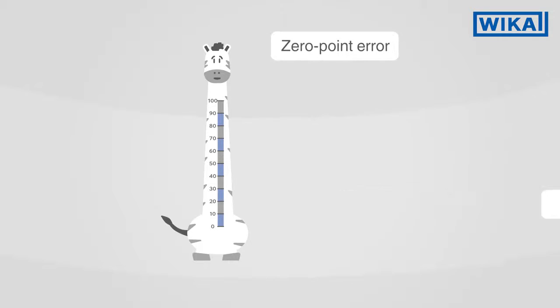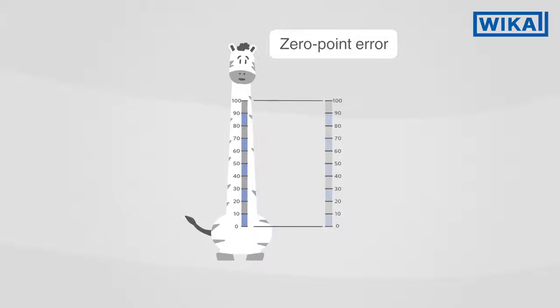The 0-point error describes the deviation of the start of the measuring range from its set value. It arises when the chart has been set too high or too low. As a result, the whole scale shifts and all the measuring results will deviate from the actual value by exactly this value.